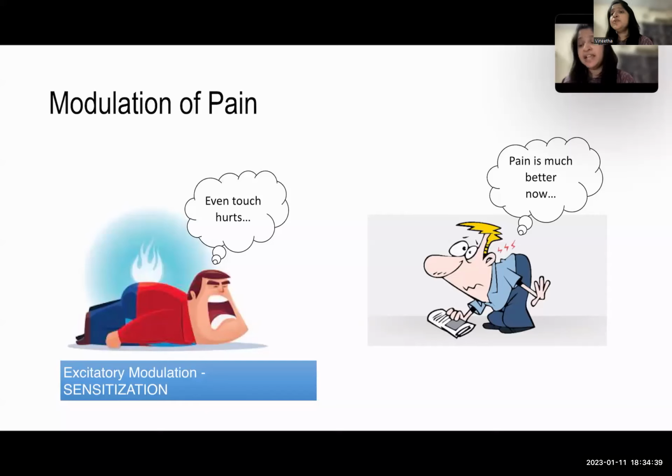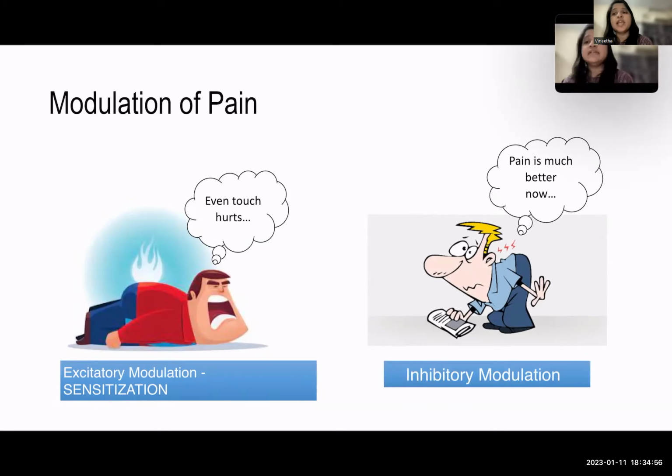Then, suppose we are treating the patient well. As I said earlier, treat early and treat well. And also due to the natural course of the disease, suppose a patient comes and tells you that with time the pain has become much better. That is the inhibitory modulation. I won't be talking about inhibitory modulation here because that is something nice. We will talk about excitatory modulation or sensitization.